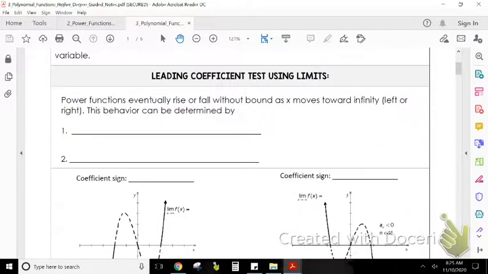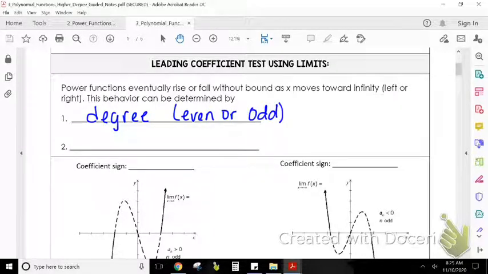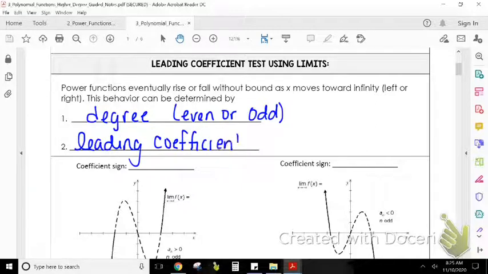All right, so the leading coefficient test using limits. Power functions eventually rise or fall without bound as x moves towards infinity, whether to the left or the right. This behavior can be determined by the degree, so we're going to check to see if that degree is even or odd, and the leading coefficient, and we're going to check to see if that is positive or negative.